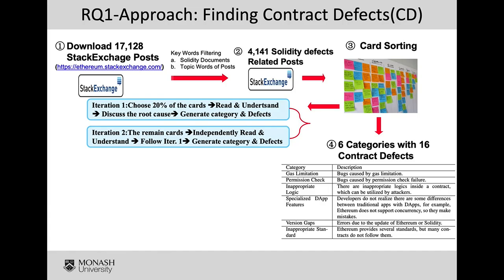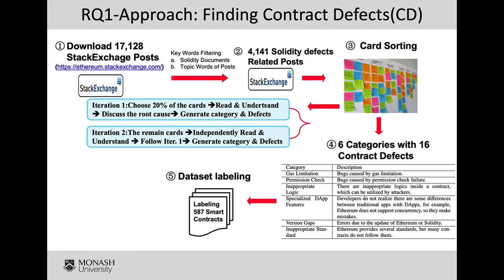In iteration 2, two people independently categorize the remaining 80% of the cards into the initial classification schemes by following the same method described in iteration 1. During the categorizing process, we found another category named inappropriate standard, which is common in the remaining cards. After that, we compare our results and discuss any difference. Finally, we categorize the defects into 6 themes with 16 contract defects.